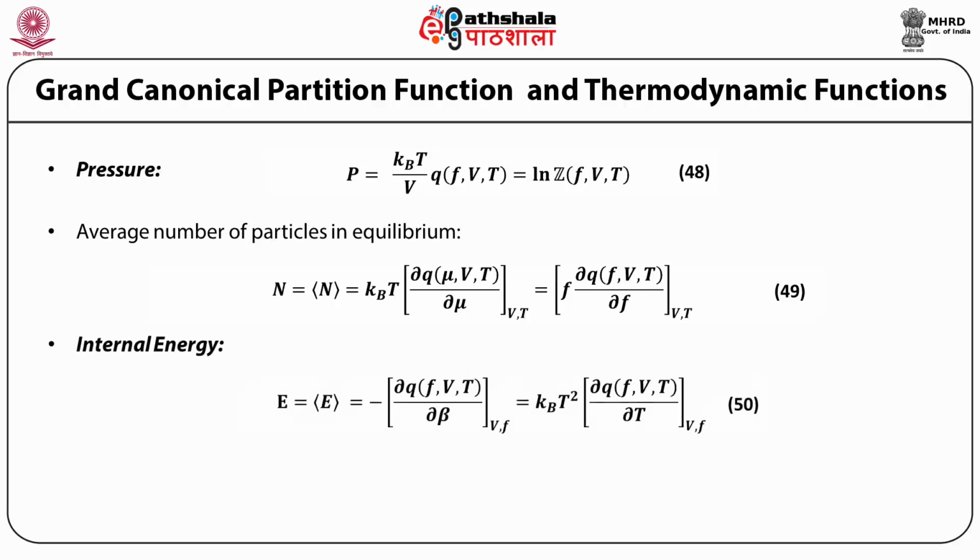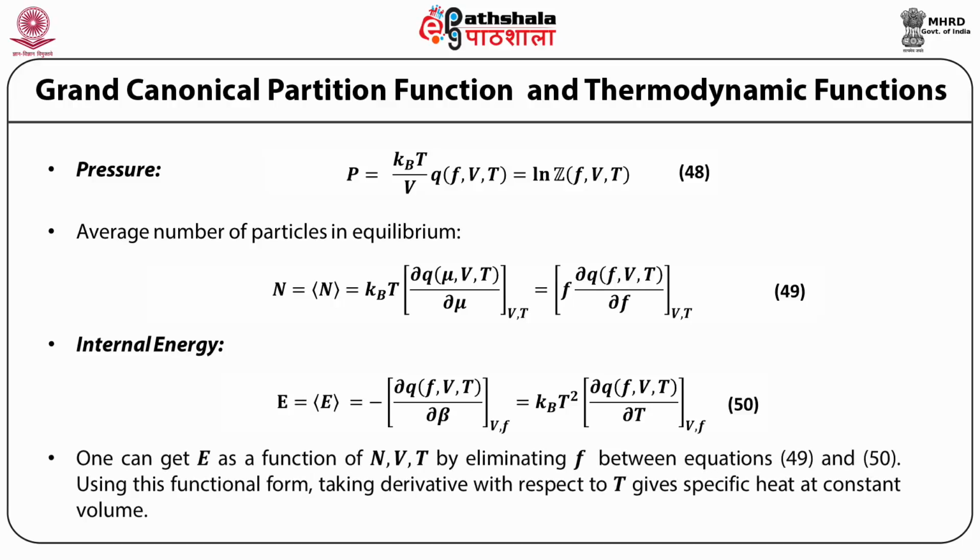Internal energy E can be written as the mean value of E, which is equal to the negative of the partial derivative of Q with respect to beta at constant V and constant F, which is equal to kBT squared multiplied by the partial derivative of Q with respect to T at constant V and F. One can get E as a function of N, V, T by eliminating F between equations 49 and 50. Using this functional form, taking the derivative with respect to T gives the specific heat at constant volume.